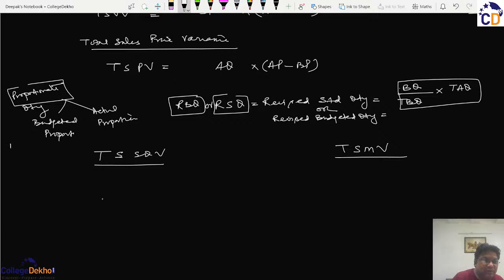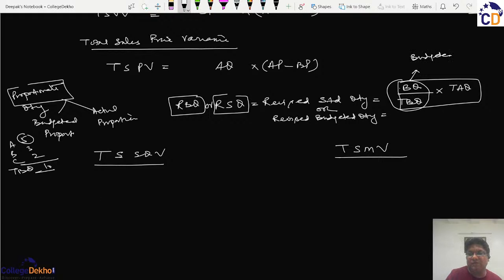For example, if your products A, B and C had 5 units, 3 units and 2 units in the budget, so 5 divided by 10, here 10 will show the total budgeted quantity. That 5 by 10 is 50%. So basically this shows the standard proportion. So I can say that this figure shows the budgeted proportion of a specific product. The product whose quantity you are taking, this shows the specific budgeted proportion of that product.